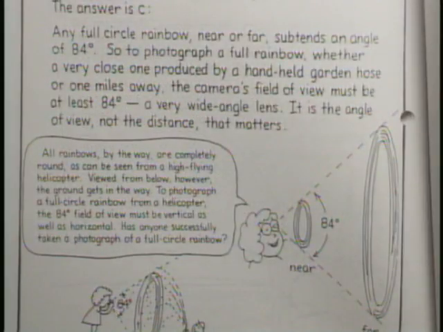Any full circle rainbow, near or far, subtends the same angle, twice 42 degrees, 84. So to photograph a full rainbow, whether a very close one produced by a handheld garden hose or one a mile away, the camera's field of view must be at least 84 degrees, a very wide angle lens. Fisheye lens.